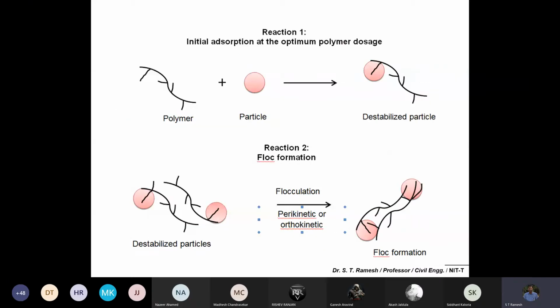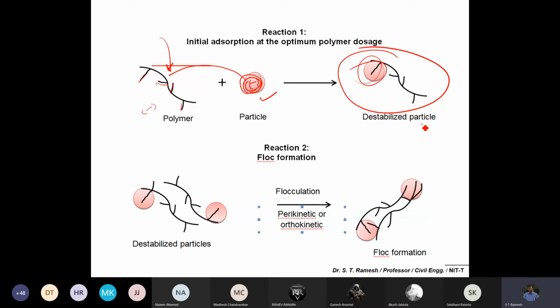Now you can look into how the typical reactions may happen. Initial adsorption at the optimum polymer dose. This is your polymer, and this is your negatively charged particle. If I add polymer into the water, it has a lot of ionizable sites, so it will attach and form like this. These polymers, having the same charges, repel each other, but there is a lot of attraction to negatively charged particles. So the particle gets attached onto active sites like this, and thereby it becomes destabilized.